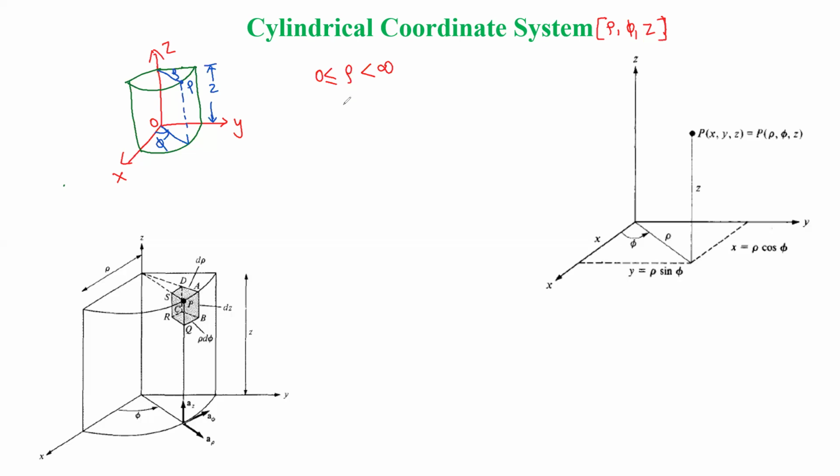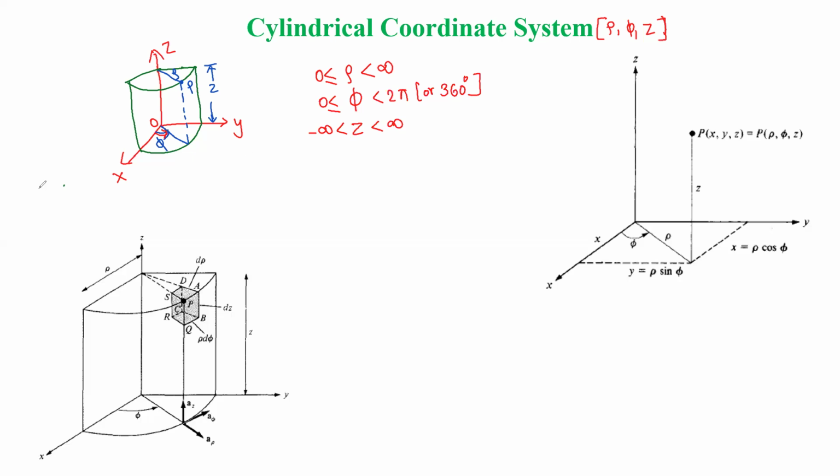Next parameter is phi. The phi value can again start at 0, and the maximum is 2 pi or 360 degrees. That is the range of phi, since it makes a circle. The third parameter is z. Same as in Cartesian coordinates, z goes from minus infinity to plus infinity. So these are the three parameters and their ranges.